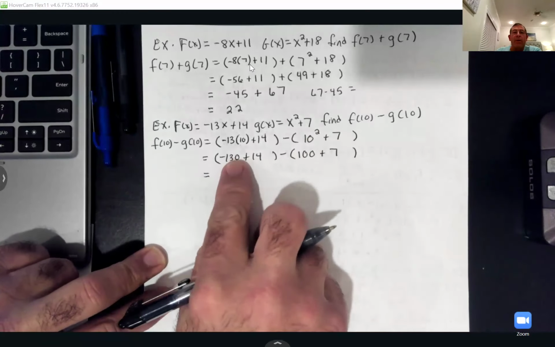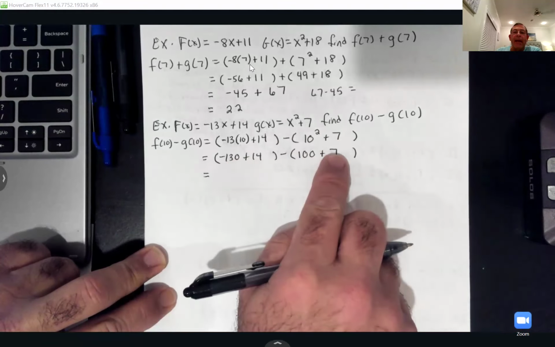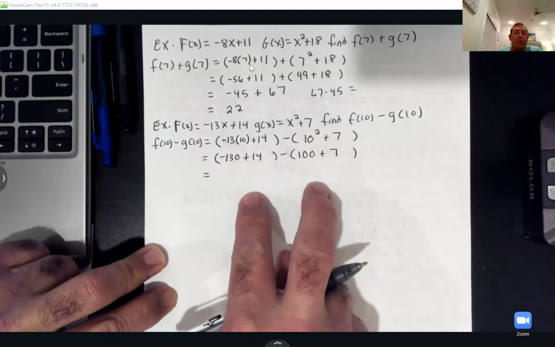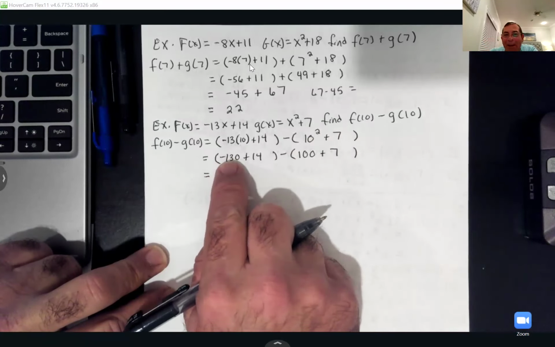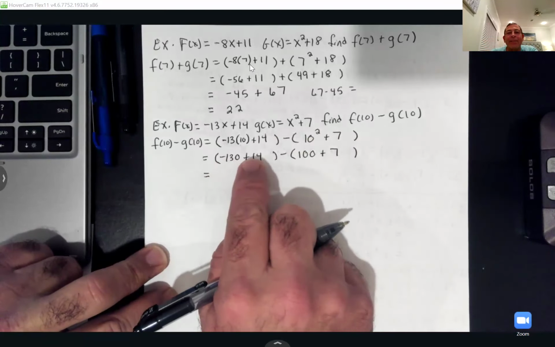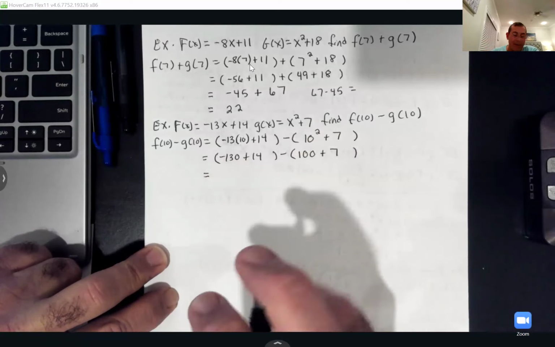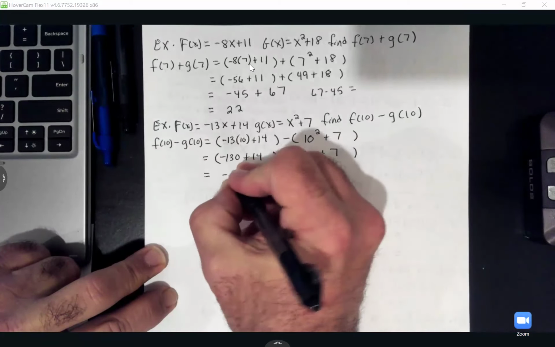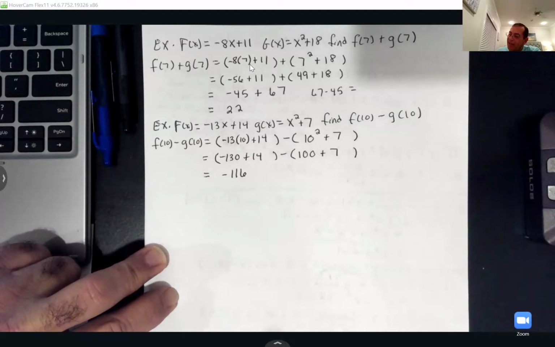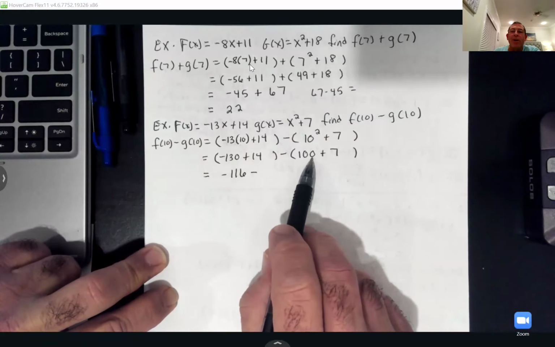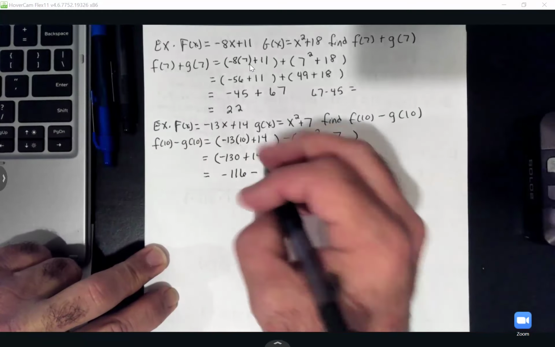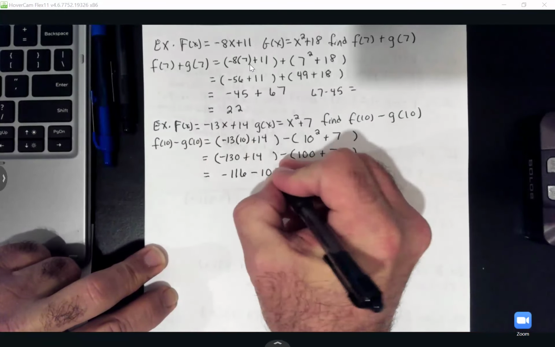All right, so the only thing I can do here is add that one. So I can now drop the parentheses. So what are y'all getting on that? A negative 130 plus a positive 14. Negative 116. There you go, negative 116. And that'll be minus, well, over here we just have 100 plus 7. That'll be a 107.